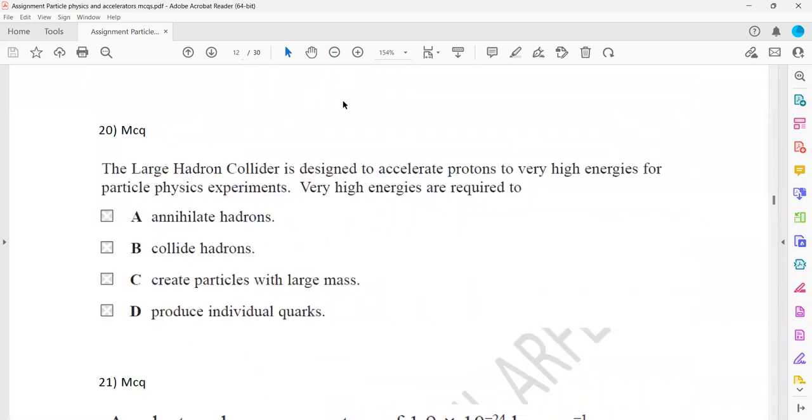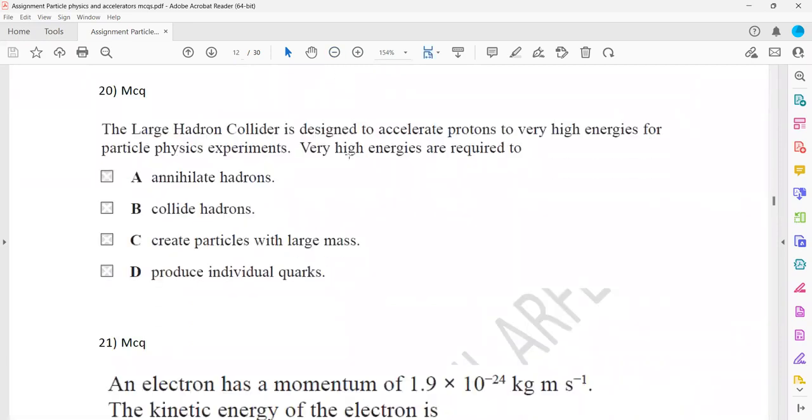In question 20, the Large Hadron Collider is designed to accelerate protons to a very high energy for particle physics experiments. Very high energies are required for what? Basically, when we use a very high energy, we can produce particles with more mass, massive particles, as we have the formula E equals mc squared. If the kinetic energy increases, we can produce particles which have high mass.